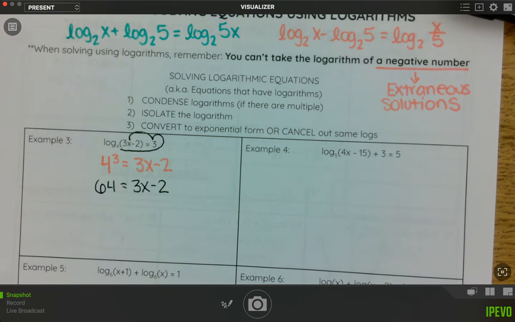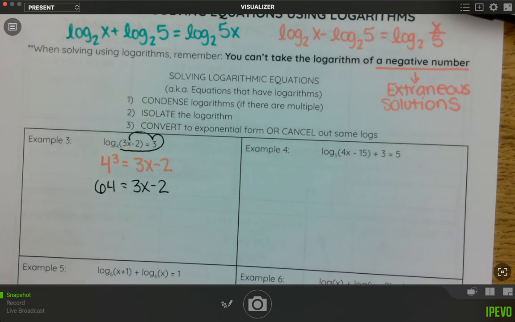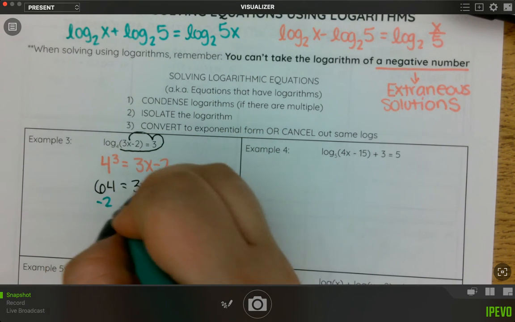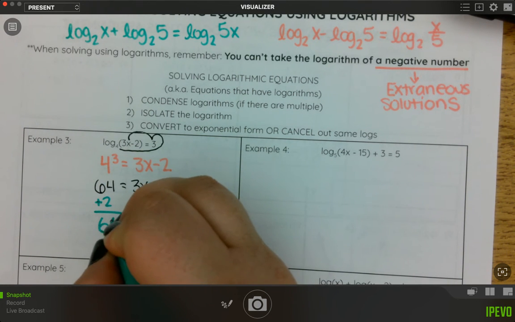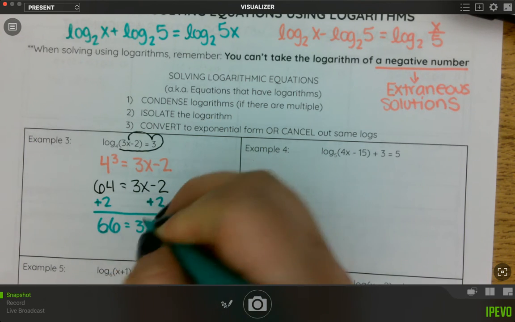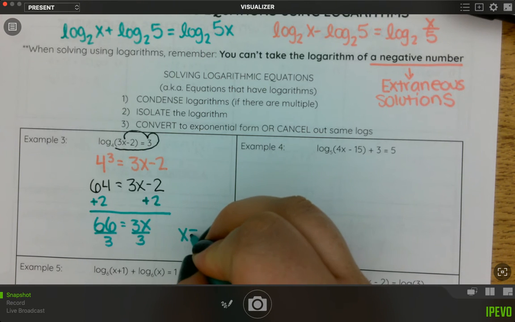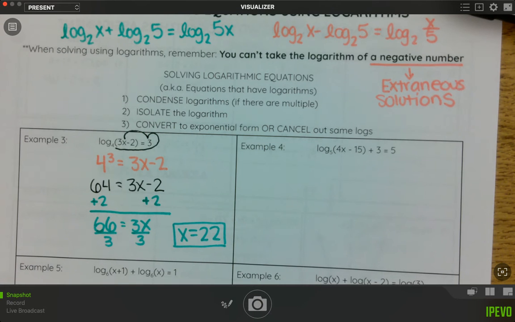And basically what we did is we changed the form of the logarithm so that we could do this, which is an actual number, and now we have just a regular expression. So if you ever get stuck, try converting. That's usually where most people will forget and get a little stuck. And then I'm going to add 2 to both sides. 64 plus 2 is 66. And then we're going to divide by 3. 66 divided by 3 is 22. Boom. That one's done.